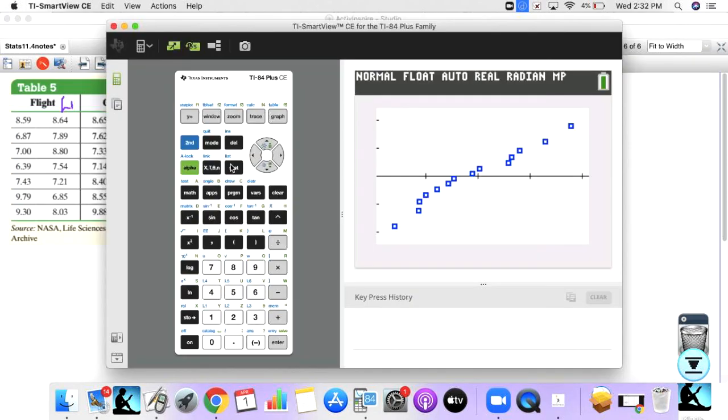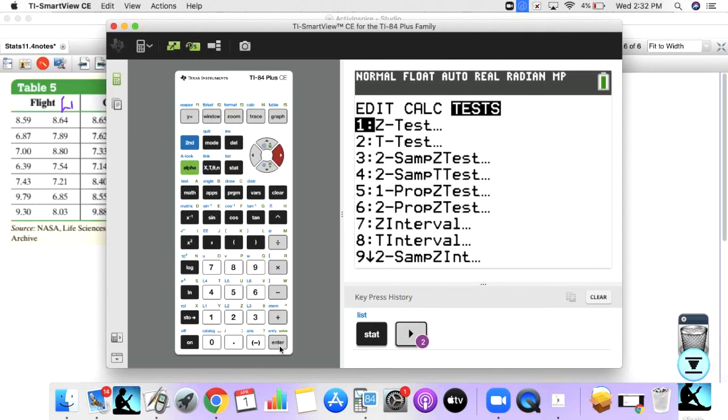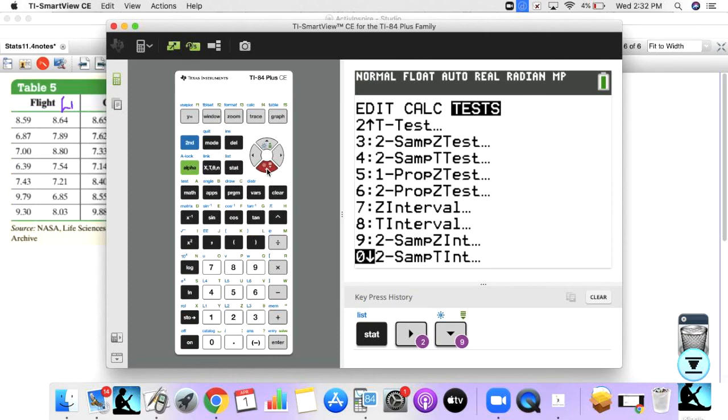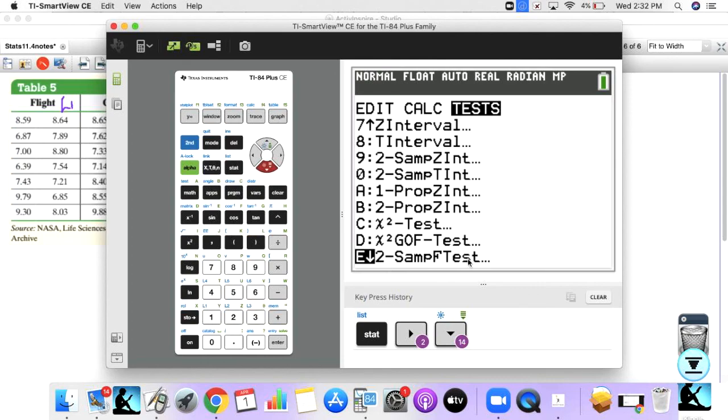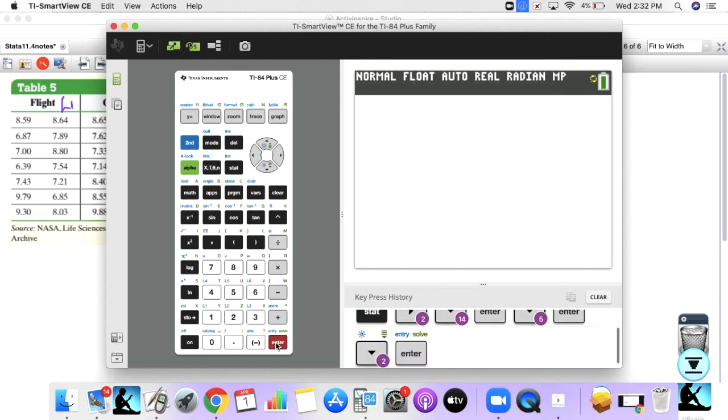Alrighty, so I'm going to go into stat, like always. I'm going to go over to test, like always. And then I'm going to go down to where I can see that it's going to be 2 samples. And then I'm doing an F test. So 2 sample F test is what I want. I'm going to use data from L1 and L2. I'm going to go down. My alternative hypothesis is that they are not equal. And then I'm going to calculate it up.